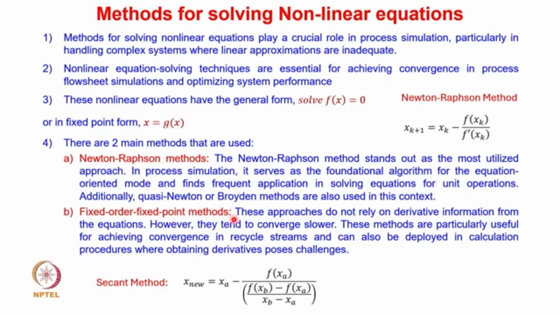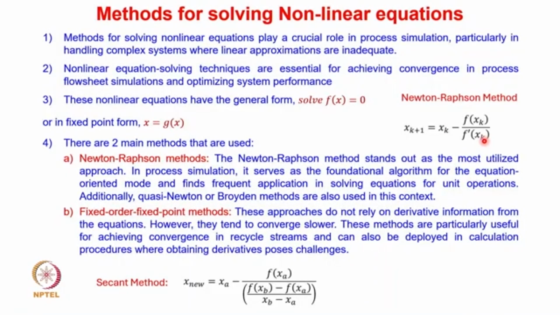So when we are trying to match our output to the assumed input, these approaches do not rely on derivative information. Very often, when we are trying to match x equals g of x, it is whenever we are looking at the concentration of different components in the recycle, isn't it? In such cases finding the derivative is not easy. Remember, Newton's method and all the methods which are derived from Newton's method are based on derivatives.